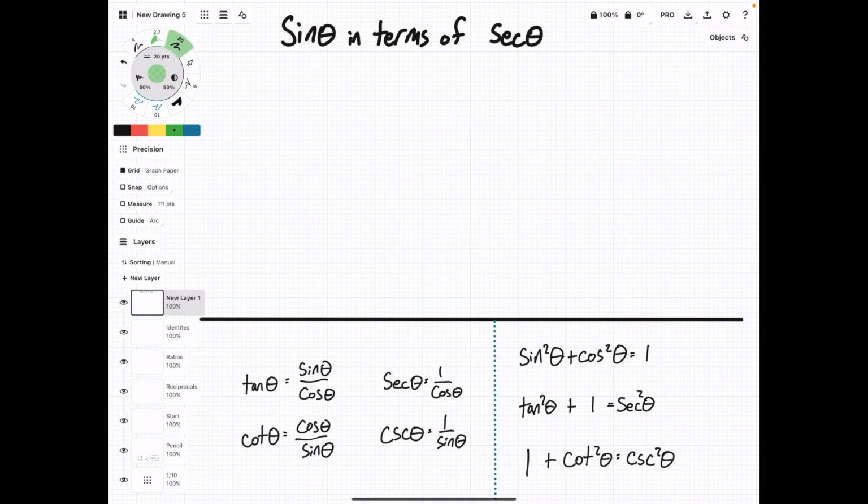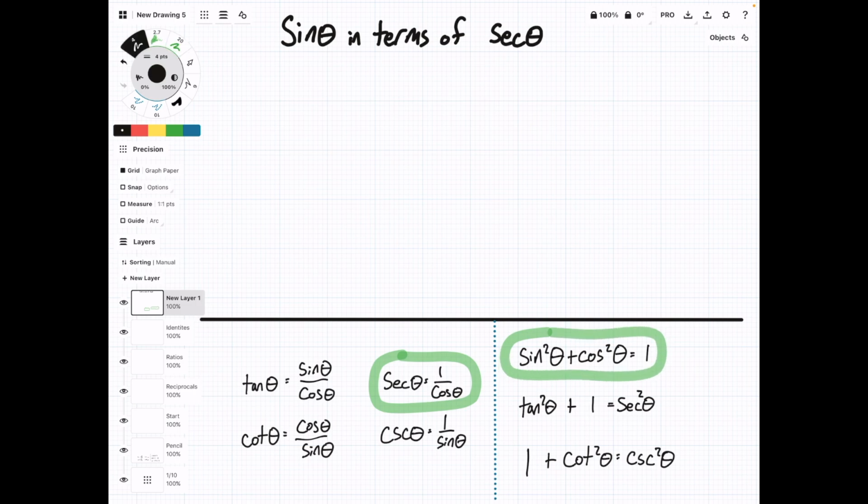Now we want to write sine theta in terms of secant theta. So you see secant here, so we're going to highlight that as one tool that we're going to need. And then since secant is in terms of cosine, we're also going to need to convert from cosine to sine. So we're going to start off like we did in the previous proof. Sine squared theta plus cosine squared theta equals 1. And then we're going to solve this. I just solved it in the last part, so I'm not going to do it all out here, but it's going to be plus or minus square root of 1 minus cosine squared theta.